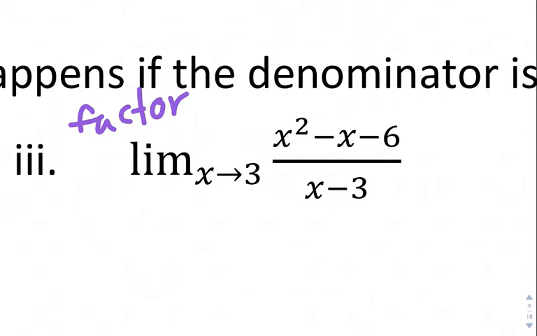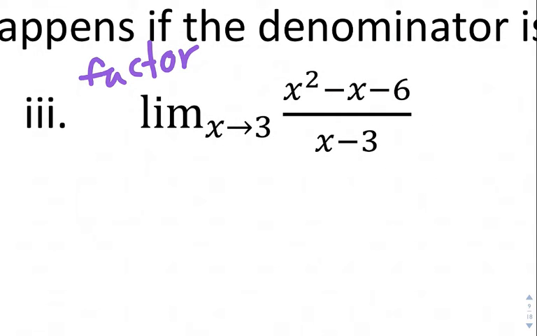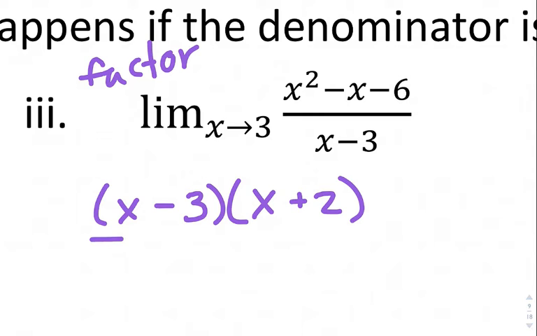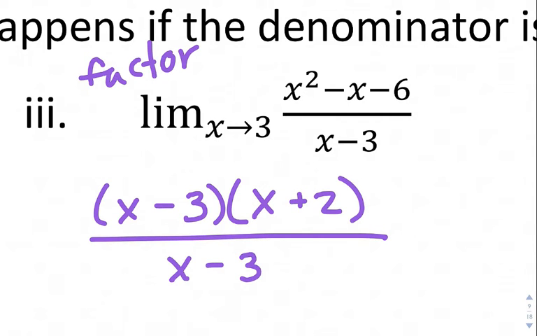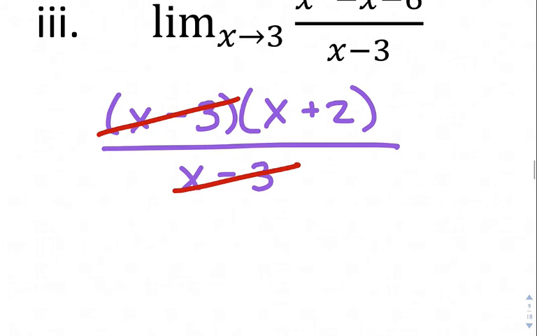Meaning, looking at the top, we're going to break that apart. So x squared minus x minus 6, I'm going to figure out two numbers that multiply to -6 but add up to -1. And that would be x minus 3 and x plus 2. My denominator stays the same. So now I notice that x minus 3 is on the top and the bottom, so it cancels out. So I'm just left with x plus 2.